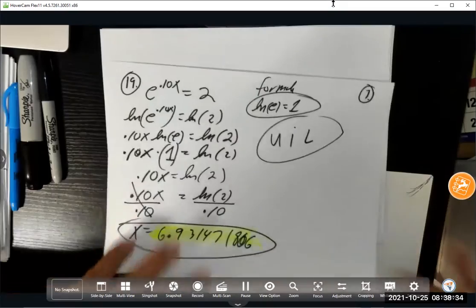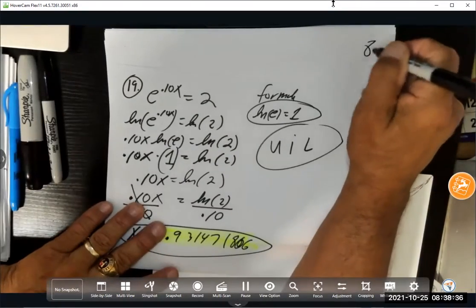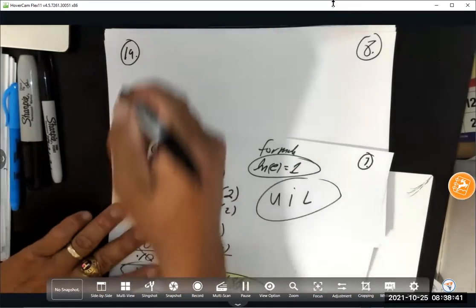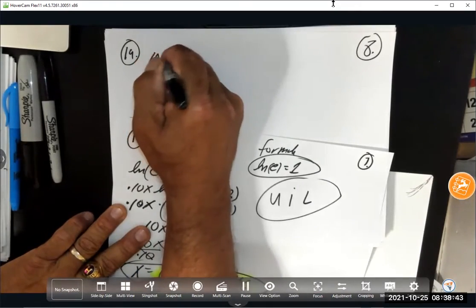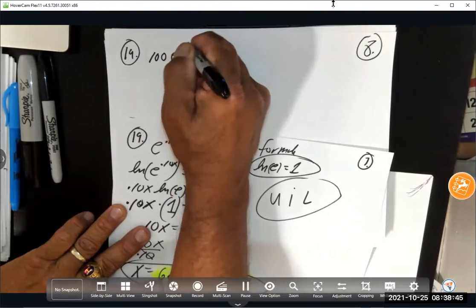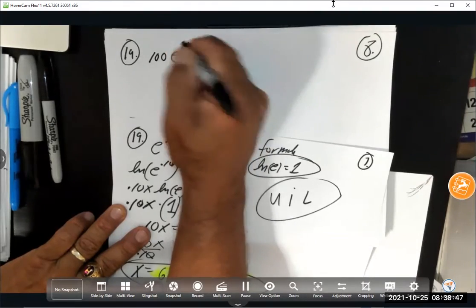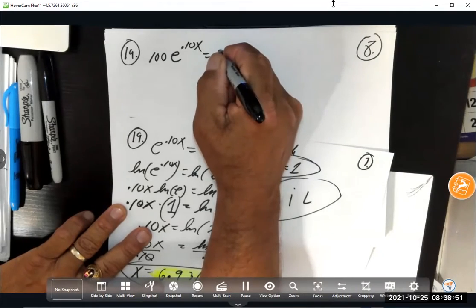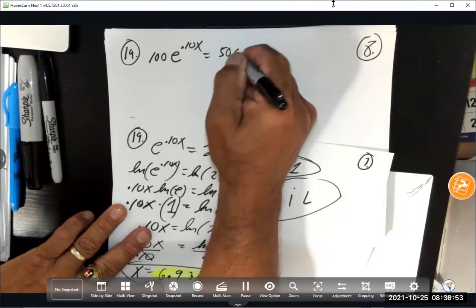All right, here's another one. Ready? This is page number 8. So now number 19 again. This time I'm going to say 100 e to the 0.10x equals, I don't know, some big number. 500. Yeah, sounds good. 500.